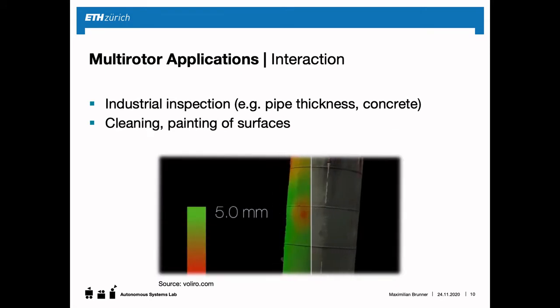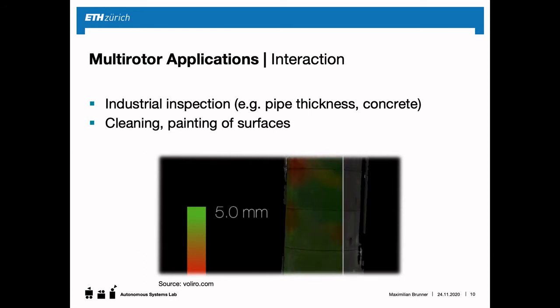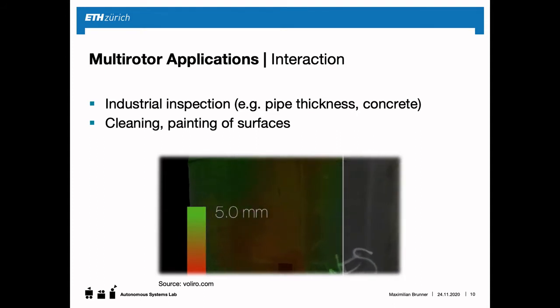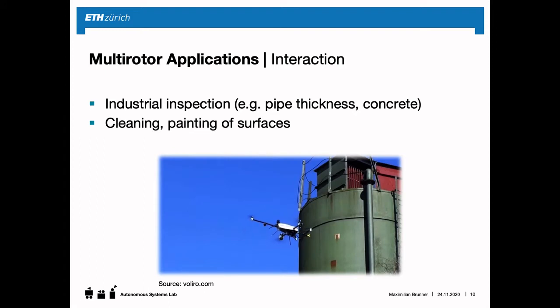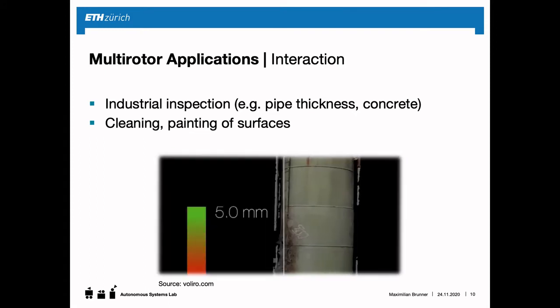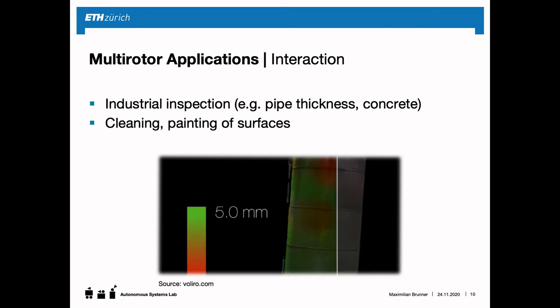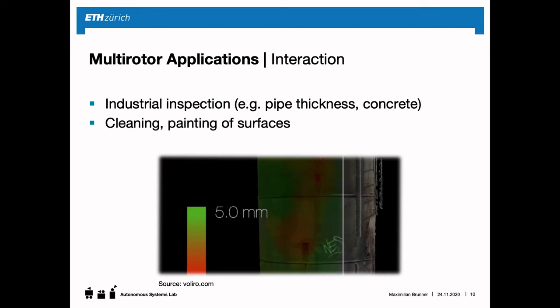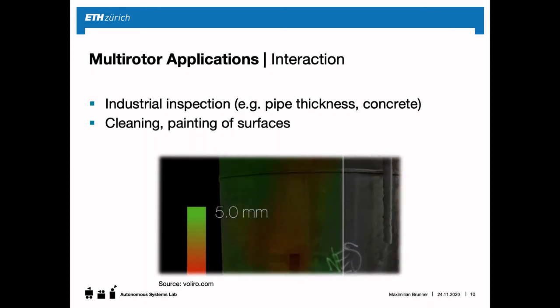So all these previous examples have focused on free flight of drones, so without being in contact with their surroundings. And in more recent applications, we've also started to use drones for interaction tasks, so that they actually need to touch or be in physical contact with their environment. And this, as we can see here in this video as an example, can then be used for industrial inspection. So for example, we can use sensors to map the thickness of metal tanks.